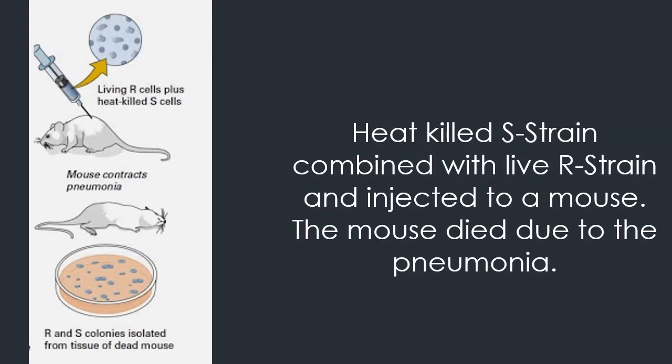But the fourth setup is a surprise because we have live R cells, and to the live R cells, heat-killed S cells or a concoction of heat-killed S cells is added. Now, surprisingly, the mouse contracts pneumonia and eventually succumbs to death. So, ano yung nangyari? Bakit kaya ganun yung epekto? So, one of Griffith's conclusions is that there is something in the concoction of heat-killed S strain pneumococcus that transformed the rough strain.